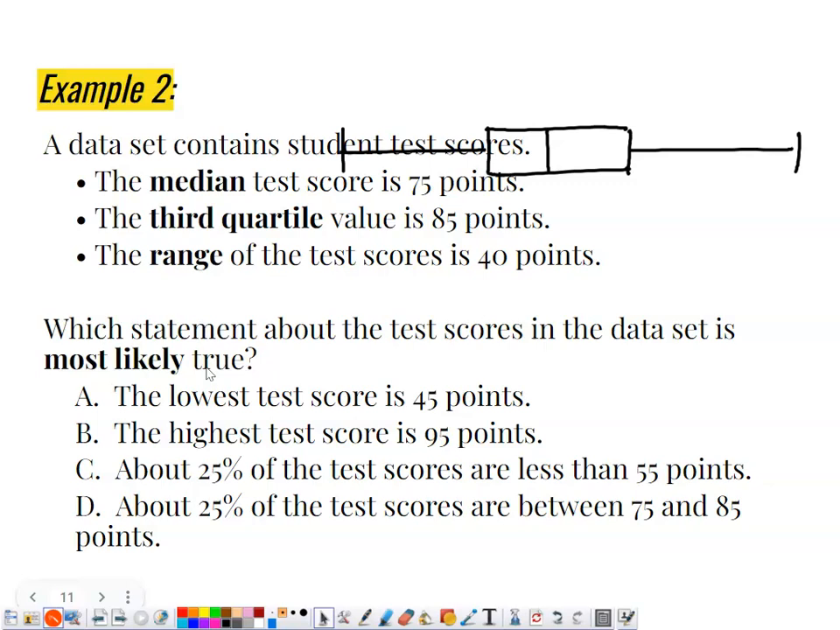All right, so example 2. A data set contains student test scores. We know the median is 75 points. The third quartile is 85 points, and the range is 40 points. Which statement about the test scores in the data set is most likely to be true? A, the lowest test score is 45 points. B, the highest test score is 95 points. C, about 25% of the test scores are less than 55 points. Or D, about 25% of the test scores are between 75 and 85 points.